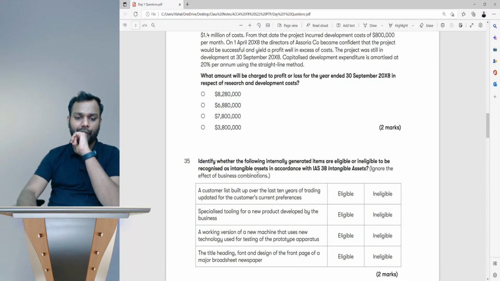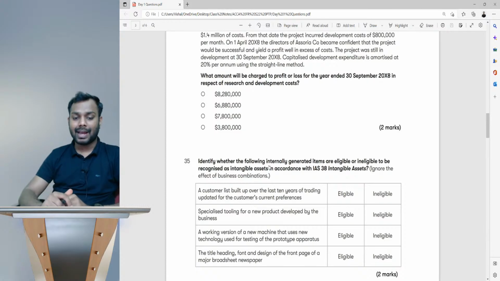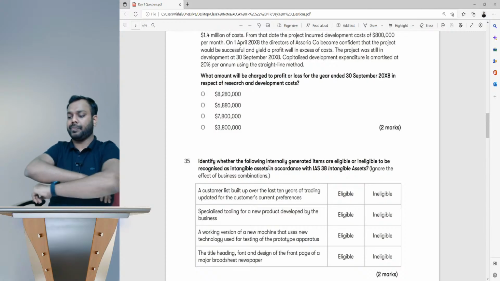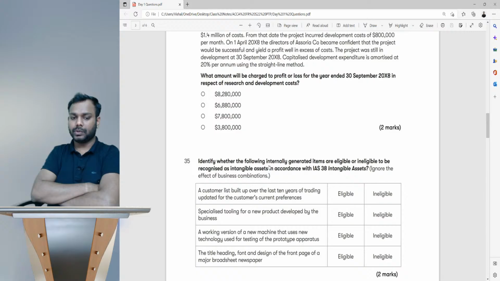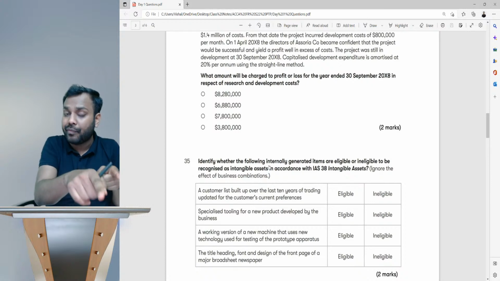Identify whether the following internally generated items are eligible or ineligible to be recognized as intangible assets in accordance with IAS 38 intangible assets. A customer list built up over the last 10 years of trading, updated for the customer's current preferences. Did I incur any cost for that? No, right? Though it will have future economic benefits to me.